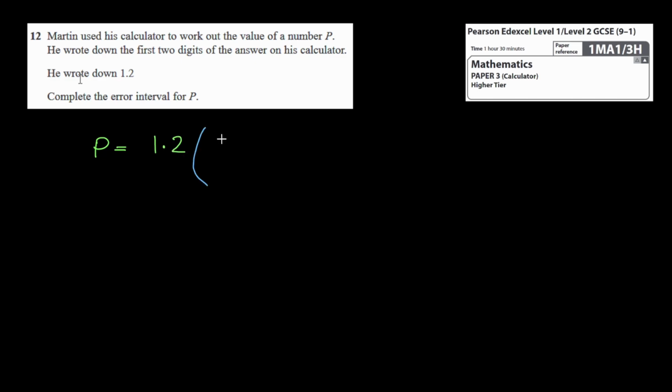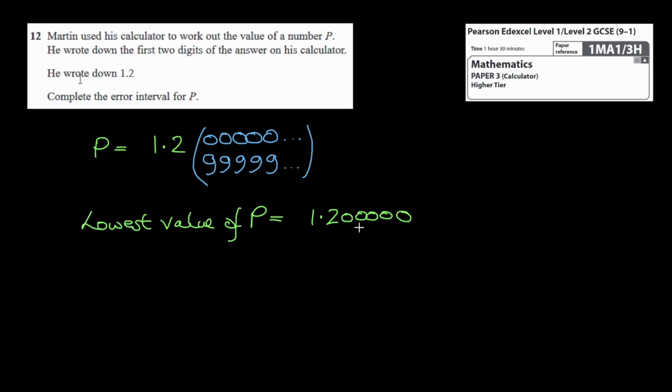So the lowest value of the following numbers could be 0, 0, 0, 0, 0, and would go on for as long as the calculator had the display capability, and up to 9, 9, 9, 9, 9. So our lowest is equal to 1.2 with a string of zeros. The highest value is 1.2 with a load of nines.